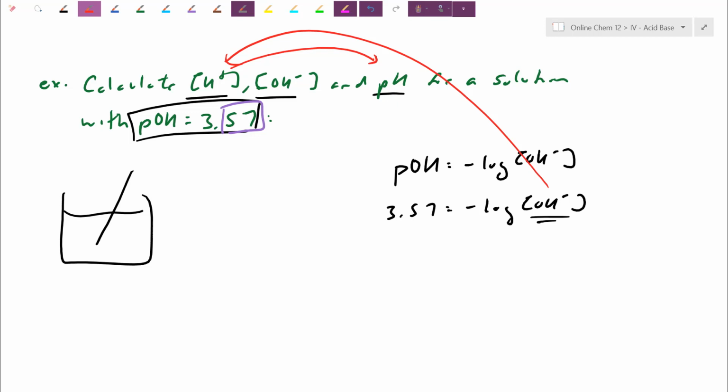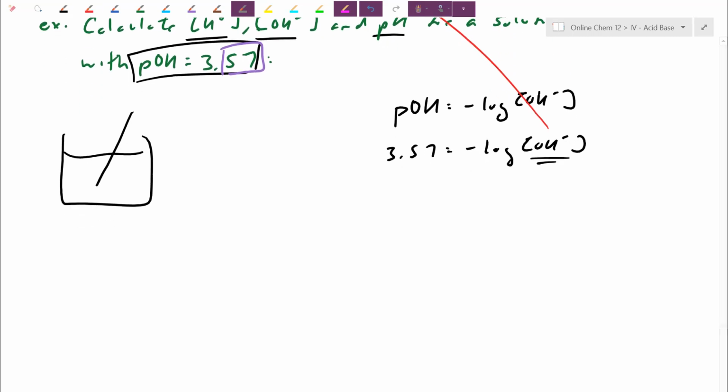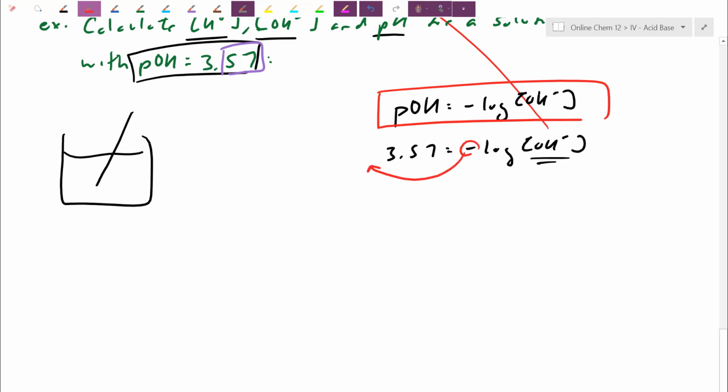I'm just going to show you the math here once. How do we undo this definition of negative log of OH minus? Two things to push back over. First is the negative. Let's make it negative 3.57. That's the logarithm of OH minus. Again, I'm assuming some of you may not have seen logs here, but log is the inverse operation for exponent. Basically, I need to take the exponent again to get rid of this log.